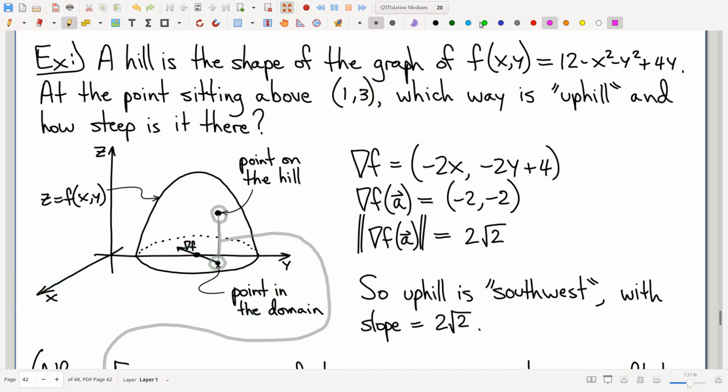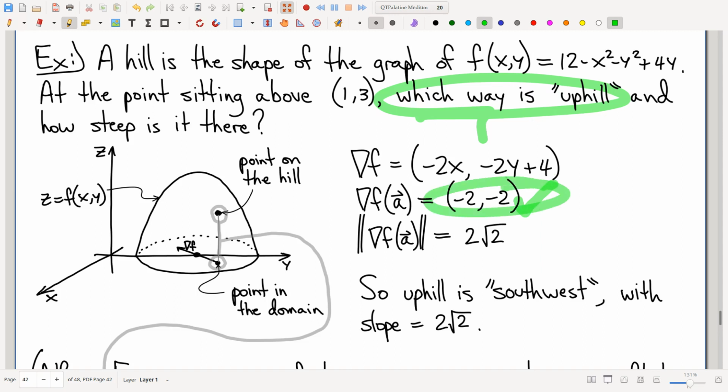Let's see here. The question says, which way is uphill? Cool. No problem. It's in the direction of the gradient. Now, how do we describe the direction that the gradient points? Oh, and I guess I should put the check mark here. We do need to evaluate at the point in question. So it's the direction that this vector points. In this case, you could call that southwest. The idea being that the y-axis, when you're drawing maps, typically represents north. Right, so that would be southwest.